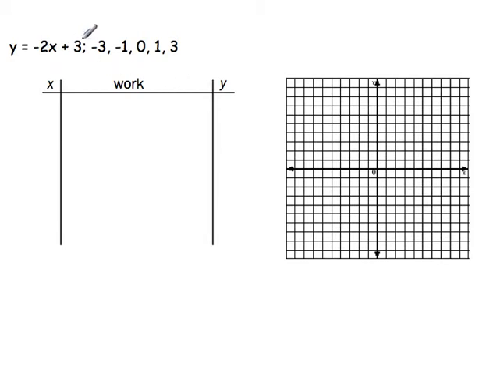This next function is y equals negative 2x plus 3. My first domain number is negative 3. So I've got y equals negative 2 times negative 3 plus 3. Negative 2 times negative 3 is 6 plus 3 is 9. So I should have a dot at negative 3, 9. There's my first ordered pair.